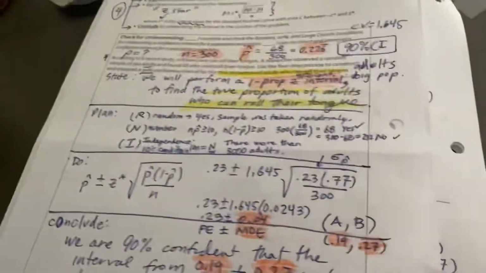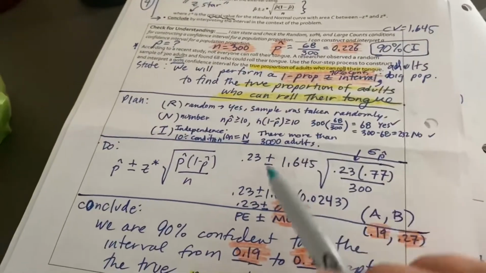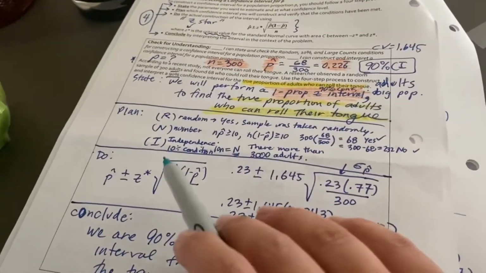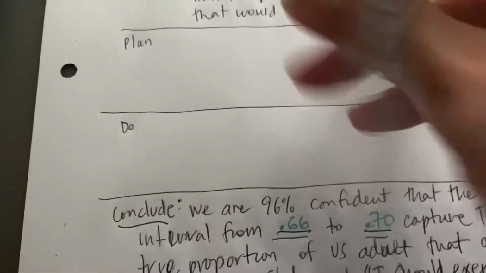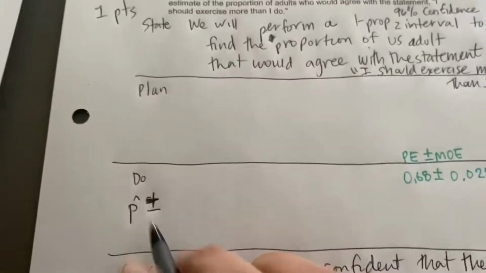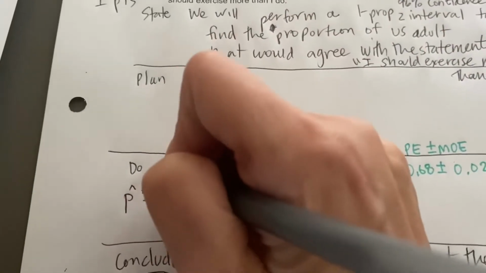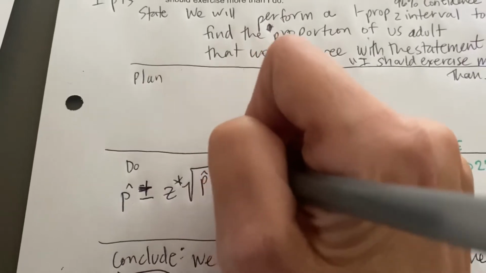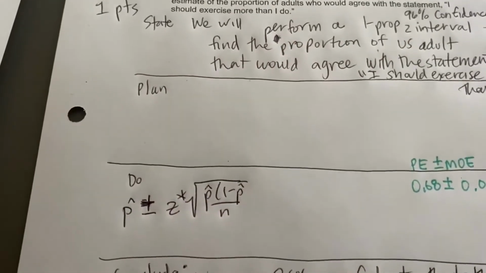All right, so now I can either do the plan or I can do the do. I've finished the state and the conclude. So I'm just gonna do the do. This is the same formula I need, so I'm gonna copy it over here. P hat plus or minus, so my point estimate plus or minus my margin of error. My margin of error is my Z star, times the square root of P hat, 1 minus P hat over N.